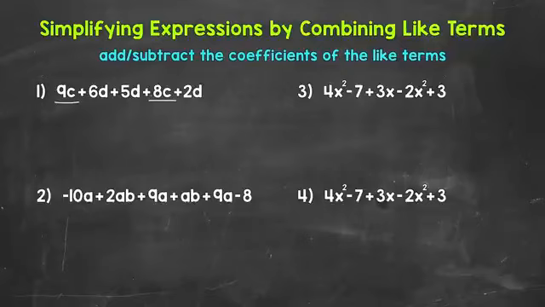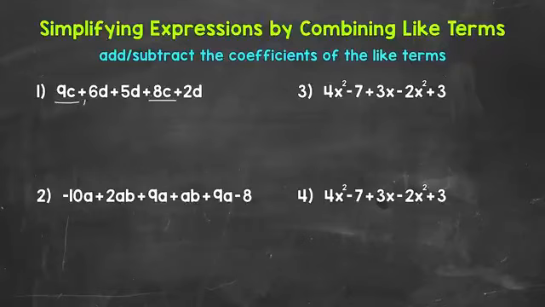Remember, when we don't have an exponent attached to a variable, there is an understood exponent of 1. Something is to the power of 1. Anything to the power of 1 is just itself. Do we have any other like terms that we can combine? Yes, we have 6d, 5d, and 2d. All of those terms have the same variable of d to the same understood power of 1.